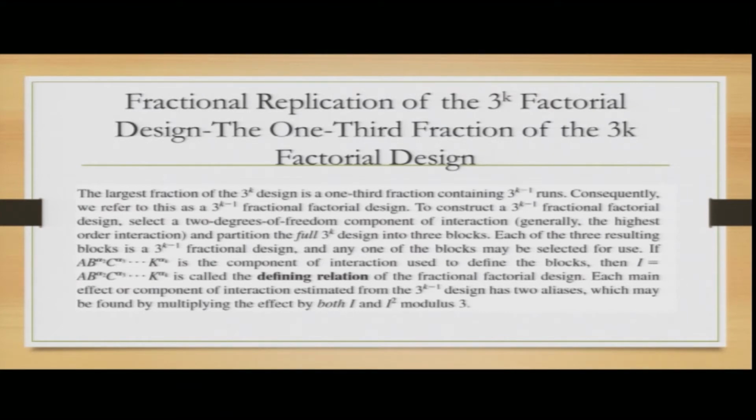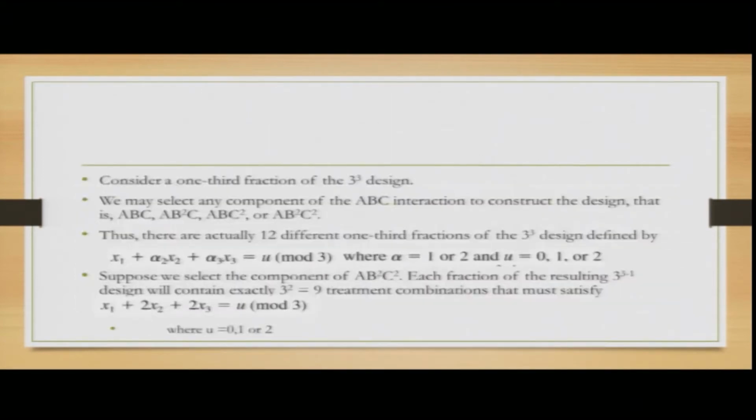So, each main effect or component of interaction estimated from the 3 to the power k minus 1 design has 2 aliases, which may be found by multiplying the effect by both I and I square in the mod 3 model. So, obviously, why mod 3? Because you are trying to find out 3 to the power k factorial. If it is 5 to the power k factorial, it will basically be modulus on mod 5, and accordingly the calculations can be done. Consider a 1/3 fraction of the 3 to the power 3 design. We may select any component of ABC interaction to construct the design. That would basically be given by ABC, AB square C, ABC square, or AB square C square. Based on that, we can do the calculation.